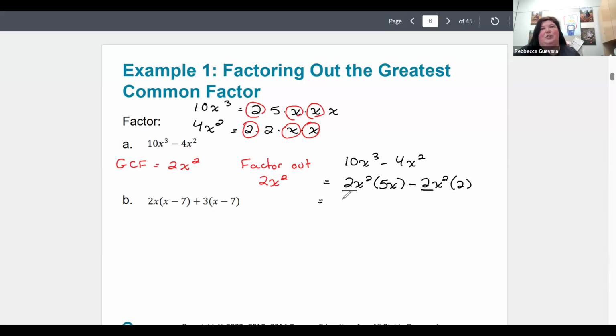So we have this same term here. I can pull it out like this. Because now I just reverse the distribution, because if I distribute that back through, I'll be back to a 2x squared times 5x and a 2x squared times 2. All we did was take the common factor and pull it out.